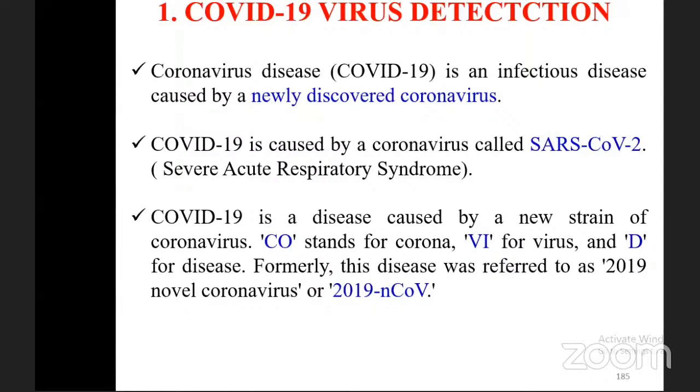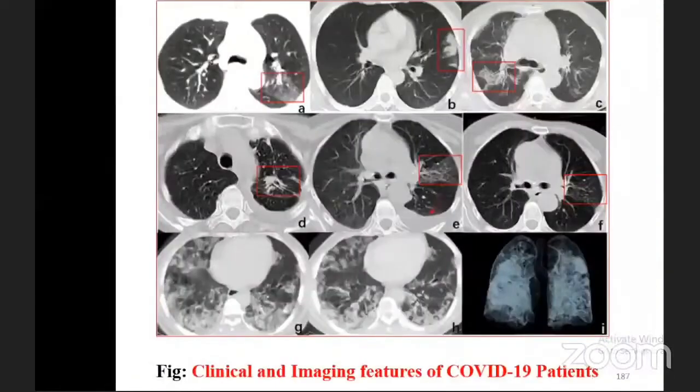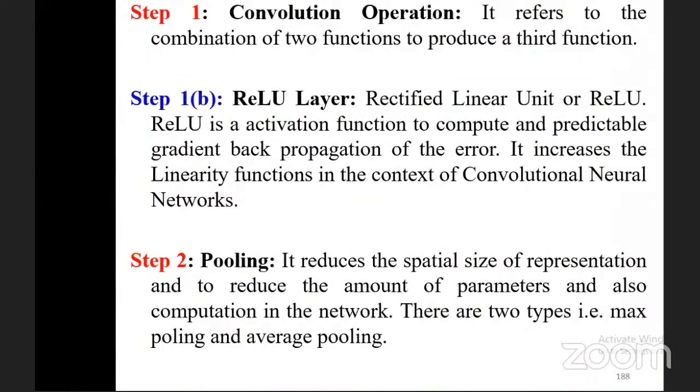So it came from SARS coronavirus 2. COVID virus, severe acute respiratory syndrome. These are the symptoms we have extracted from the various databases: fever, cough, chills, etc. These are the X-ray images I have collected, and I have applied deep learning algorithms like recurrent neural networks and convolutional neural networks. These are the steps I have followed.